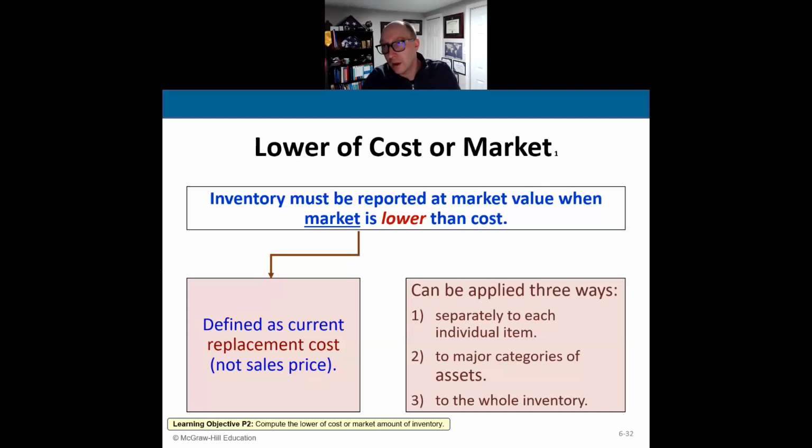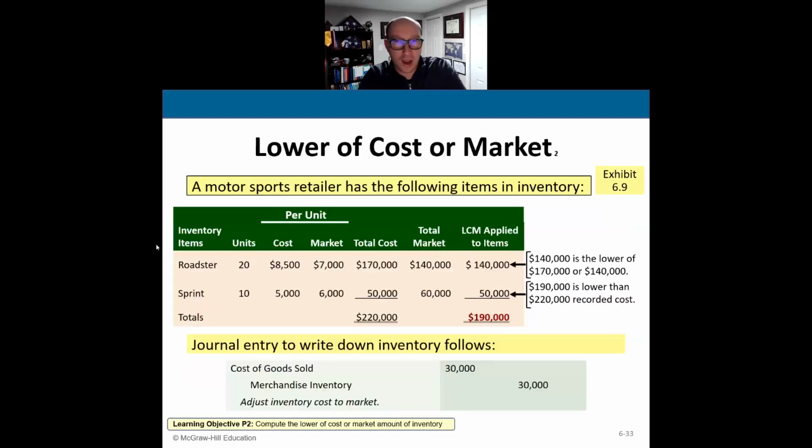And that's the idea behind it. Here's an example of this. I have two different types of vehicles that we're manufacturing here. I have units times cost, which gives me the total cost. The market price times number of units gives me total market. So I'm going to take whichever is lowest, either the market price or the total cost. For the Roadster, the first vehicle here, the market price is going to be lowest over the cost.